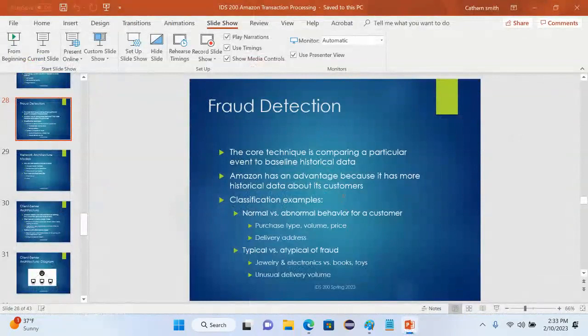Normal versus abnormal behavior for a customer. When I bought my engagement ring for my wife, I didn't go cheap, and I went to the jewelry store, and my credit card was immediately flagged and said, nope, we're not pushing through this transaction until we talk to you over the phone, right? Because I did not have a long history of buying expensive jewelry. But if Mr. T goes into a jewelry store and drops like 50 grand on jewelry, they're going to be like, yeah, whatever, that's Mr. T. That's just a slow Sunday for him. So it does matter who the person is.